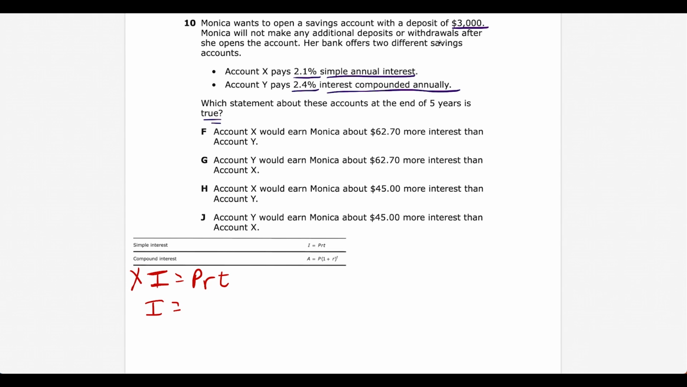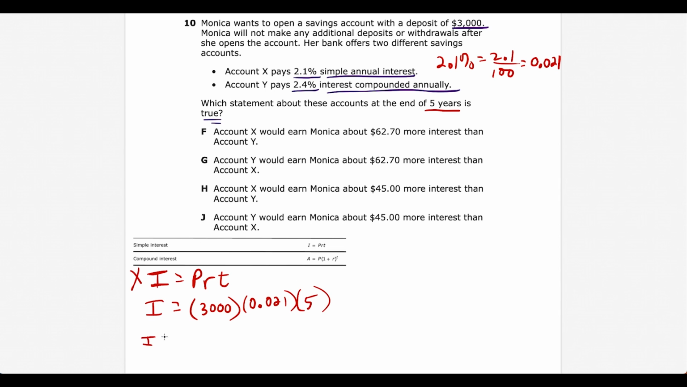That the interest is equal to the principal amount, which is $3,000. So I'm just going to write the 3,000 here like this. R is the rate, but you have to be careful. The rate you have to express as a decimal. So 2.1% is the same thing as 2.1 out of 100. And if you simplify this as a decimal, this is going to be 0.021 like this. So we're going to be plugging in 0.021, and lowercase t is the time of the investment. And since this is going on for 5 years, t is going to be equal to 5 for both accounts.